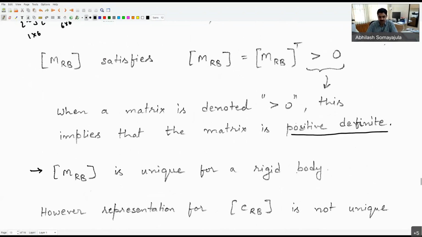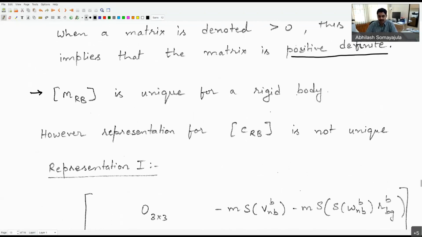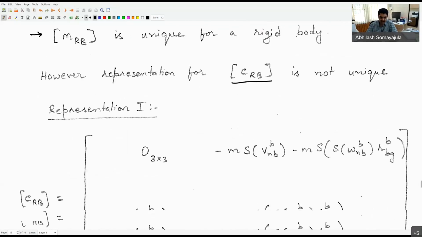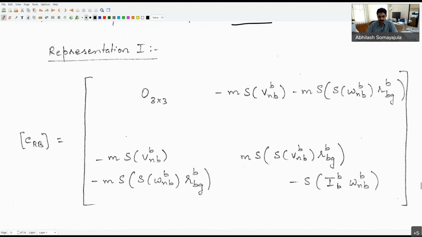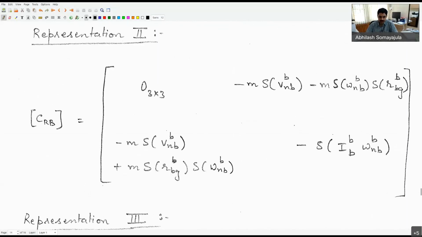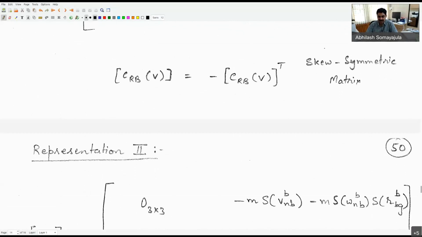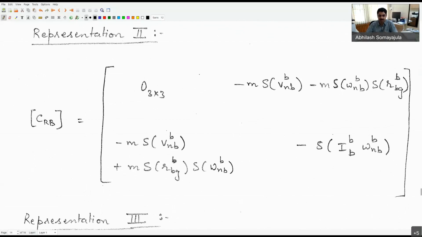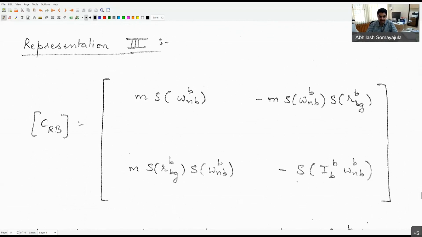Whereas when it comes to the Coriolis matrix, the representation is not unique. I can express that Coriolis matrix in different forms. So one form might be as shown here, then another form is here. Both these forms still satisfy the skew symmetric nature of the Coriolis matrix, but I have an option to rewrite things in a slightly different way. Then again, I have the third representation.